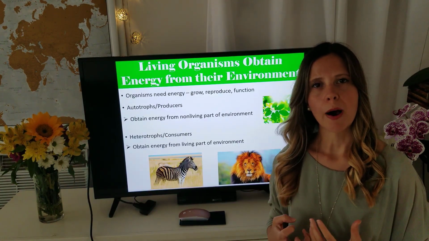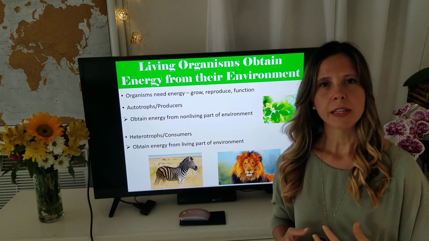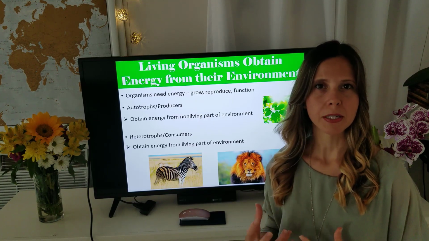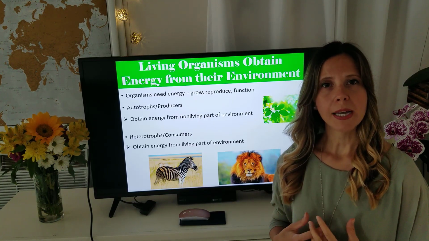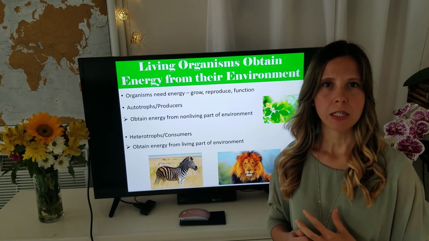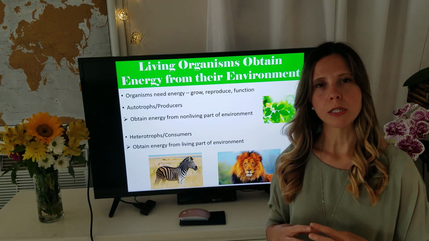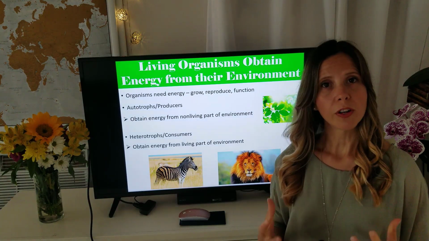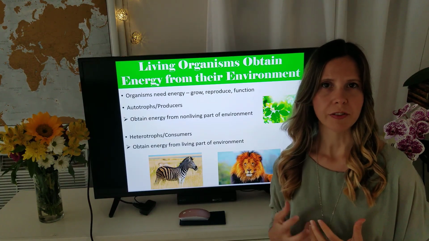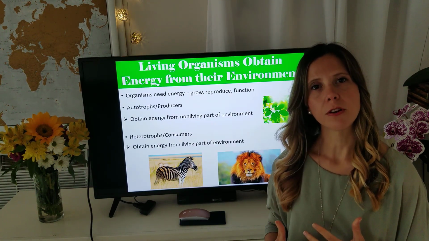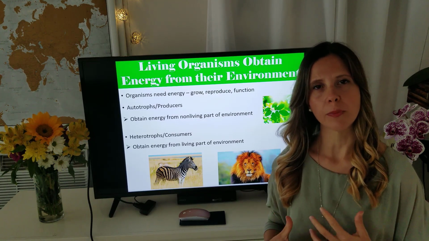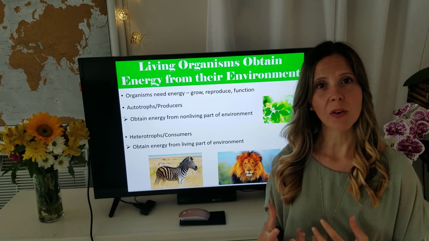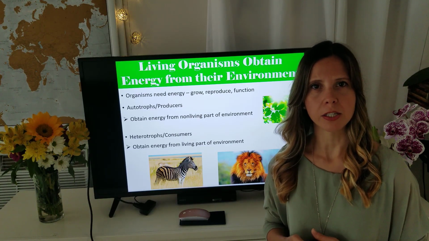All organisms require an input of energy. They need this energy to grow, to function, to reproduce, replace any damaged cells. And there's 2 different ways that organisms can obtain this energy. Our autotrophs or producers, they're going to obtain their energy from the non-living parts of the environment. For example, plants using sunlight during photosynthesis. Our heterotrophs or consumers obtain their energy from the living or once living components of the environment, thus feeding on other organisms in order to obtain their energy.